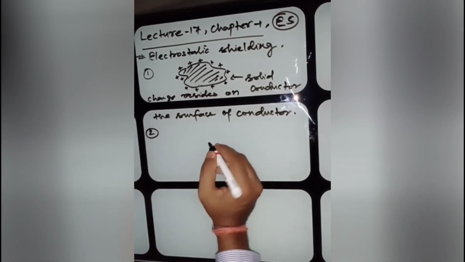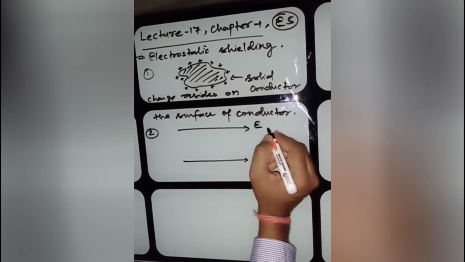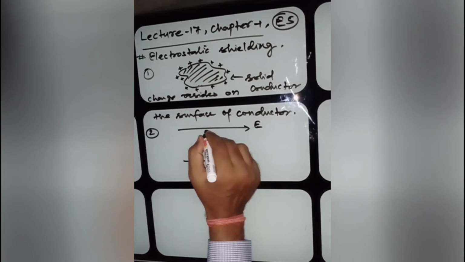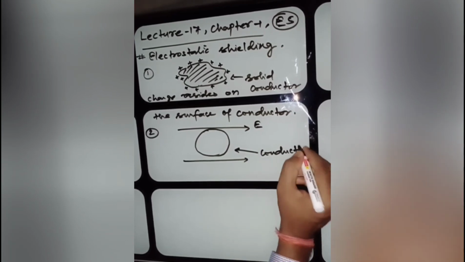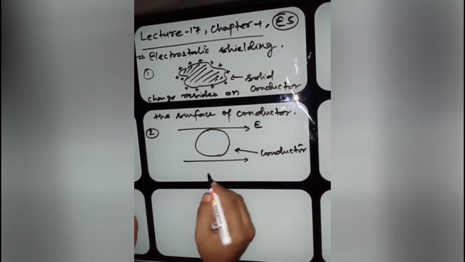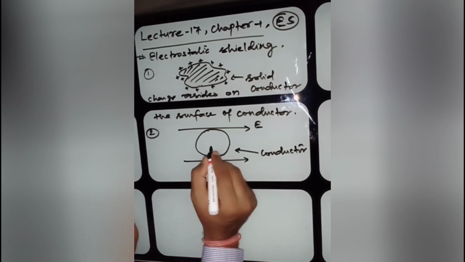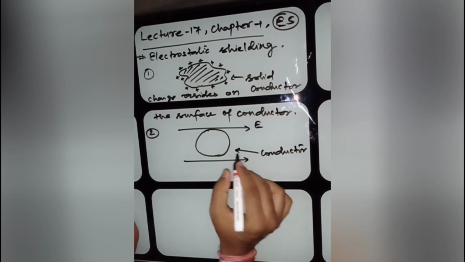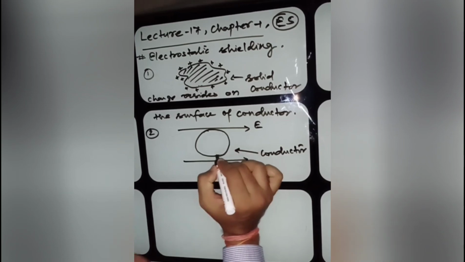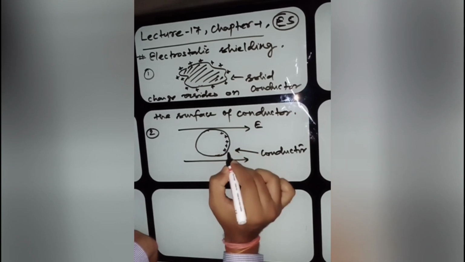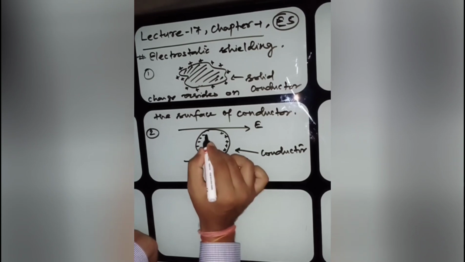Now the next point: any cavity, cell or hollow conductor placed in an electric field, this is the external electric field. Suppose the field is E and a hollow conductor is placed inside this field. This is the direction of the electric field, and the conductor must have some charge. So the positive charge we will represent at this face, and the negative charge will come to this side.